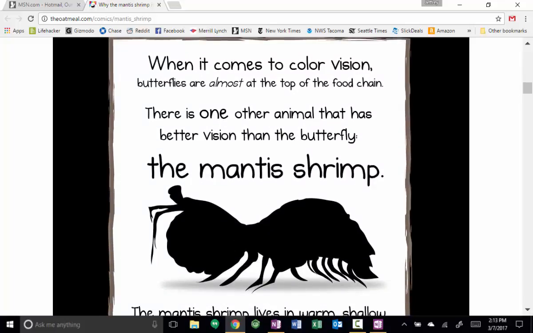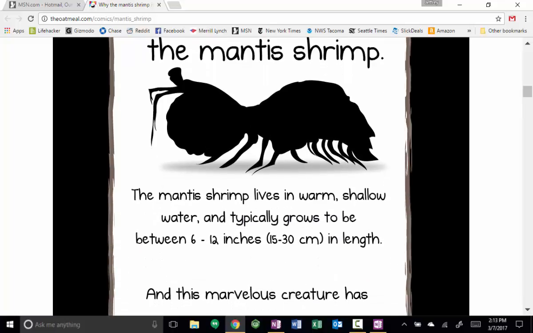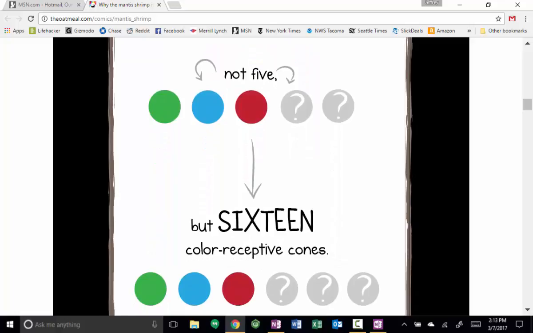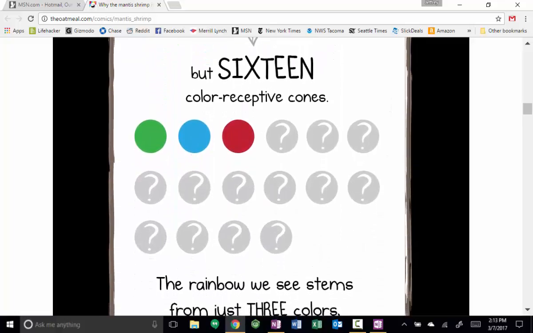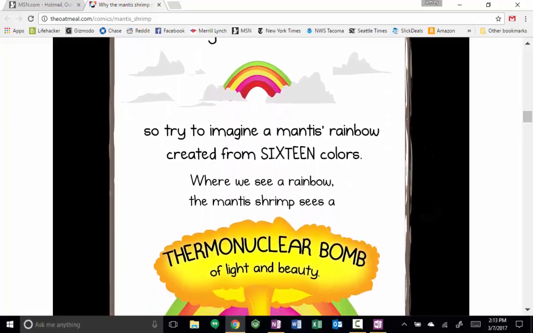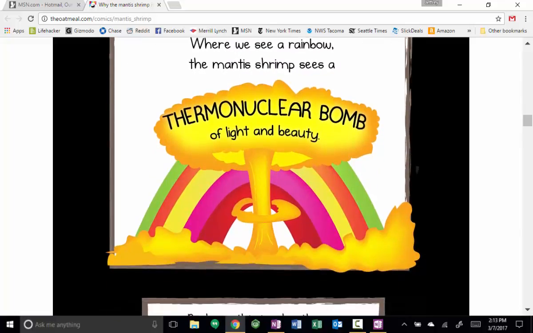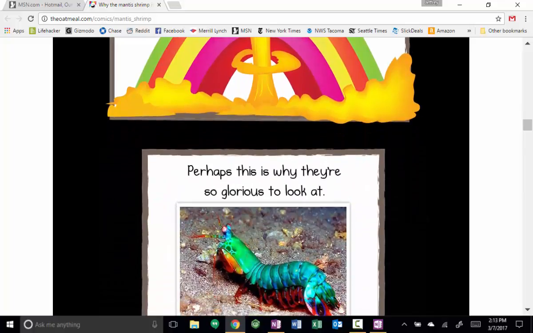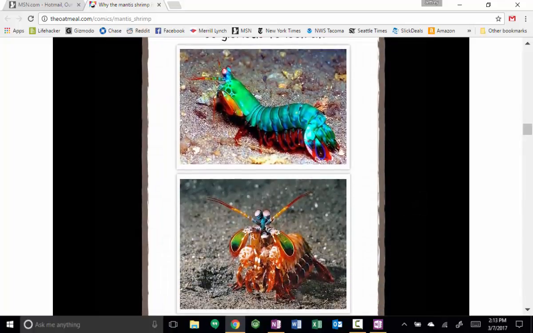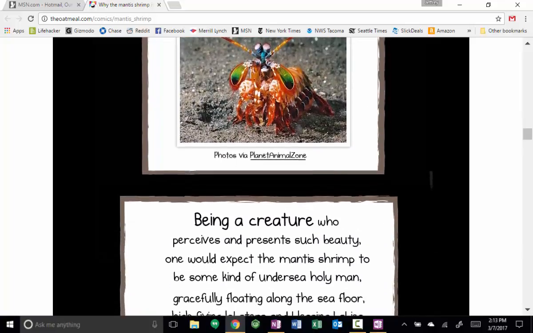However, the mantis shrimp is way better. So instead of having 2 cones, 3 cones, or 5 cones, it has 16 different cones. So the rainbow we see from just 3 colors, try to imagine that with 16 cones, and they say it's a thermonuclear bomb of light and beauty. So perhaps that's why they're so pretty and glorious to look at. They're really colorful, although I heard they're very toxic too. You have to be very careful around them.